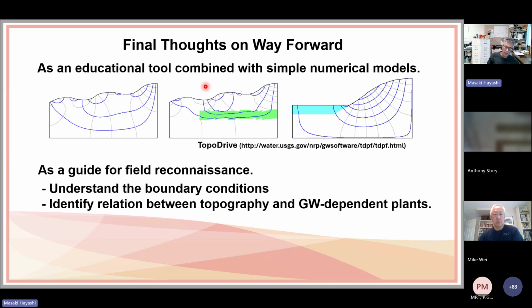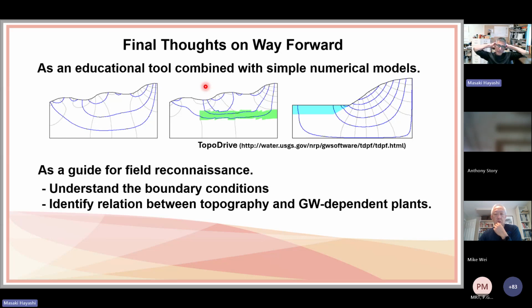But the one I use all the time, even when I'm not teaching, is as a guide for field reconnaissance. When I go to a field site the first time with no previous measurements, I just rely on this IAH-RGF's flow system concept and my own eyes to understand the boundary conditions. And sometimes you identify the relationship between topography and the presence of groundwater-dependent plants.